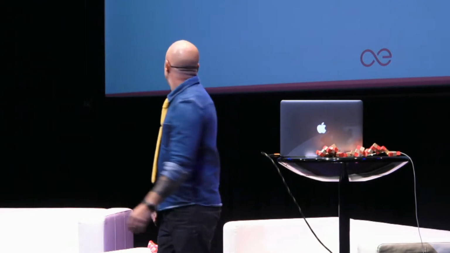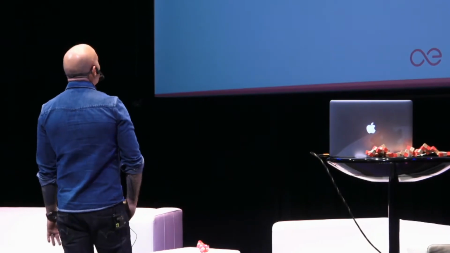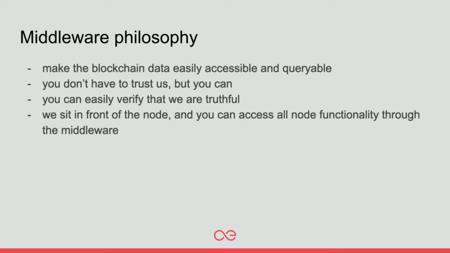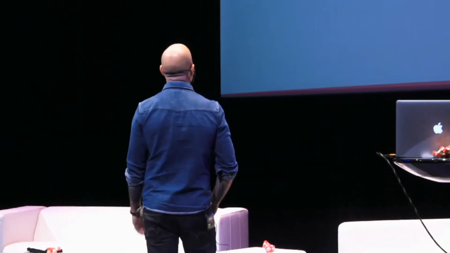Like everything good, the middleware has a philosophy, and our philosophy is to make the blockchain data easily accessible and queryable, that you do not have to trust us, but you can trust us, and that you can easily verify that we are truthful. And as I just said, we provide a front end for the node. So the way we attempt to accomplish this, so we host our own middlewares, one for the testnet and one for the mainnet. They are currently extremely reliable, but they could be more reliable. But if you throw enough hardware at a problem, everything goes away.